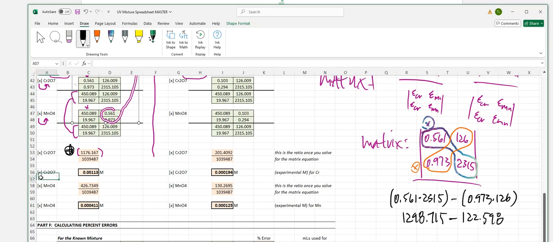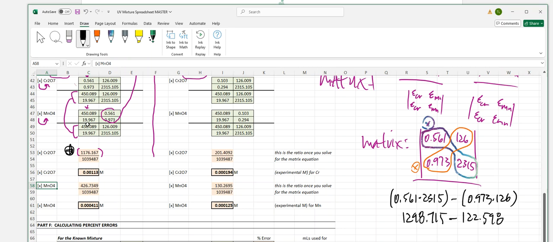So now to calculate the concentration of the chromium, I am going to take 1176 divided by 103.9487. That is why this is set up that way. That's why there's a line in between those two numbers. Key that in, equal, click 1176 divided by 103.9487, and I get 0.00113. The same thing happens for the concentration of manganese.